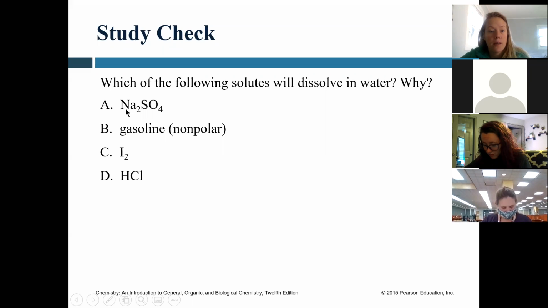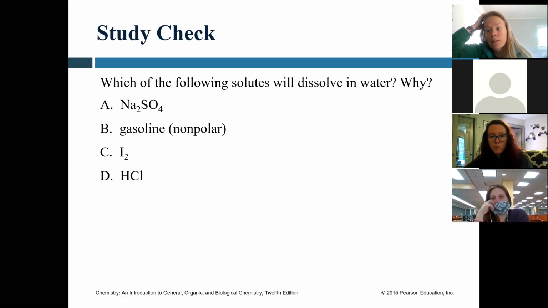Okay, so for this first one, I would guess that this thing is going to dissolve in water because it's an ionic compound. Now, just to be fully transparent, there are ionic compounds that don't dissolve in water, right? And you would need to look at a solubility chart. But for the basic rule of thumb that we've been talking about, this is ionic, it will dissolve in water. Gasoline, B, it tells us here that gasoline is nonpolar. So I would expect that gasoline is going to repel water, or it's not going to dissolve in water, right? Likes dissolve likes.